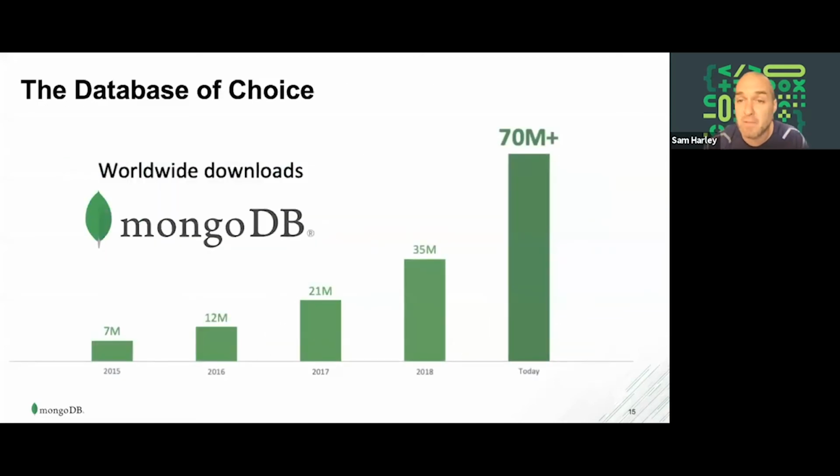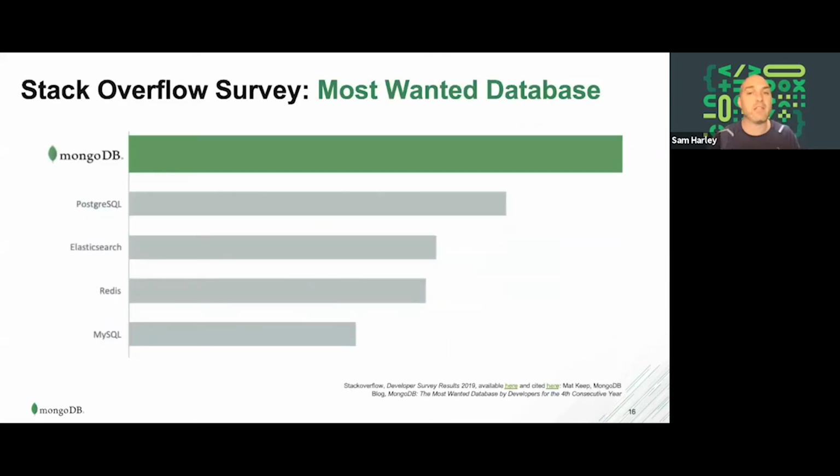MongoDB is fast becoming the database of choice for developers. The total number of downloads of our platform has grown by a factor of 10 times, from 7 million in 2015 to more than 70 million less than 4 years later. In Stack Overflow's 2019 developer survey, MongoDB was named the most wanted database by developers for the 4th consecutive year.